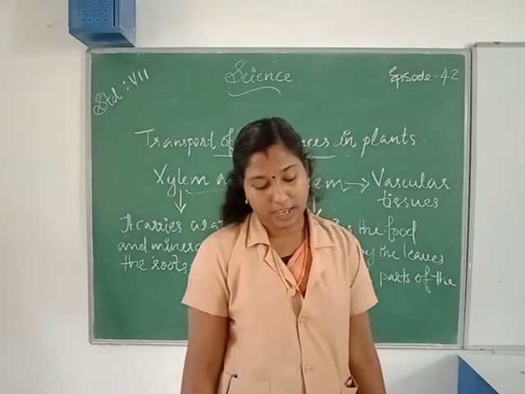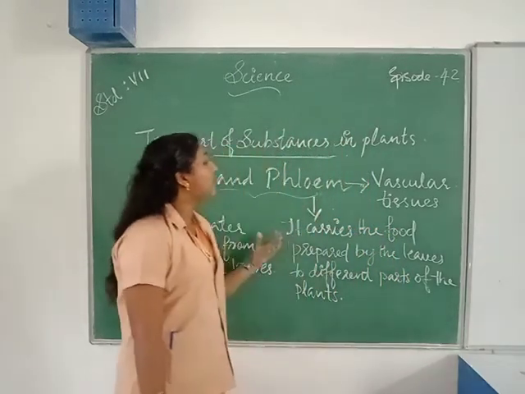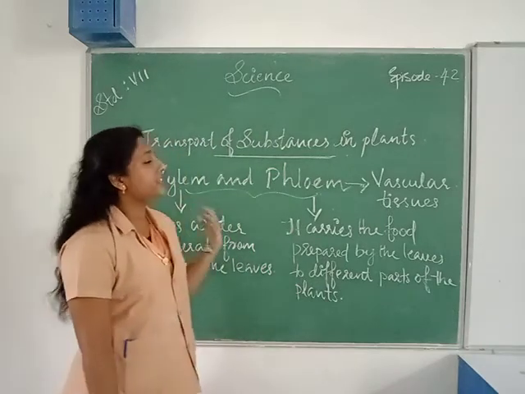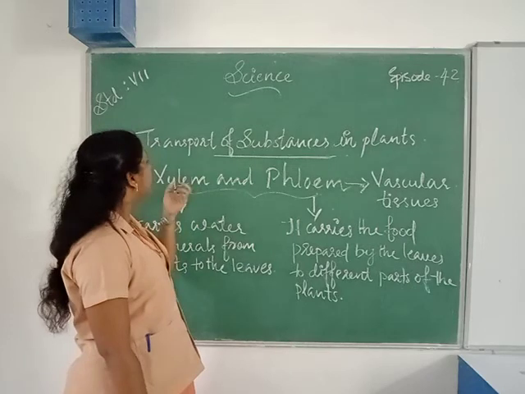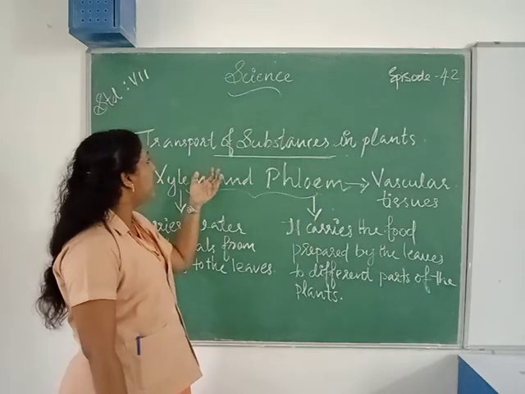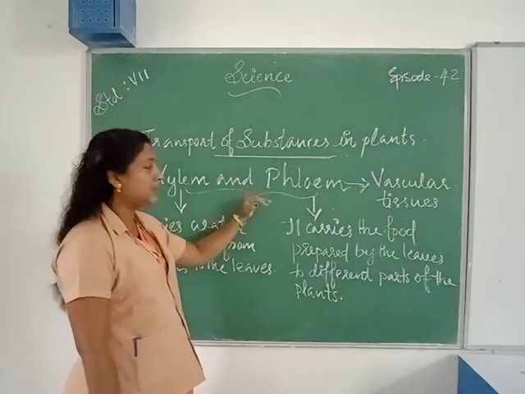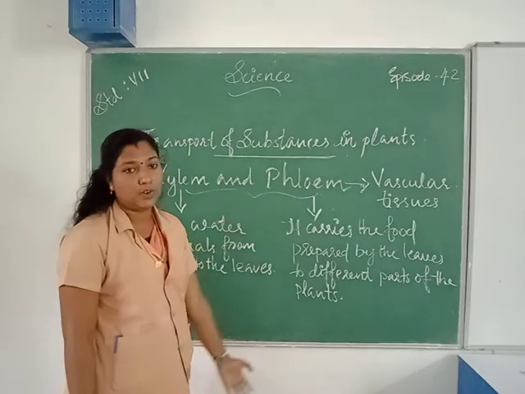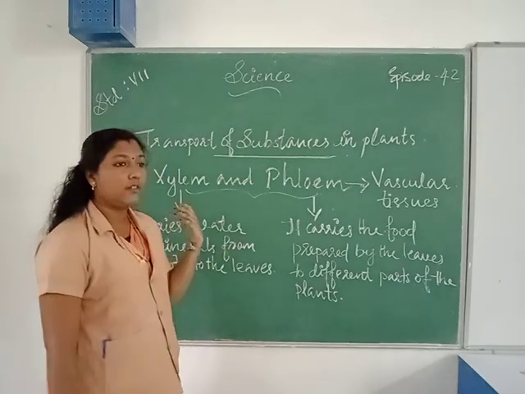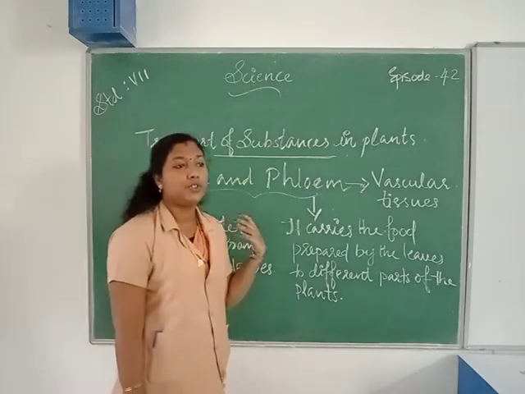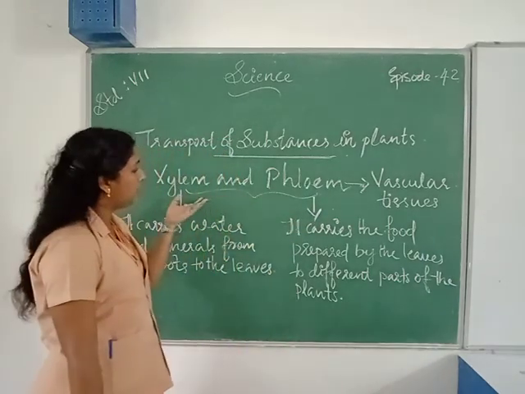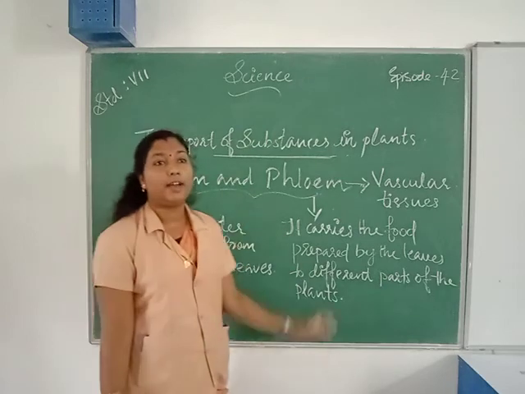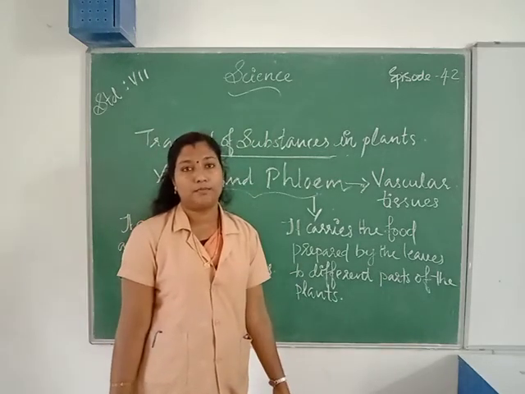Once again, about transport of substances in plants: like in human beings, inside plants the transport of substances takes place with the help of vascular tissues and the roots. We know what the two types of vascular tissues are: xylem and phloem.